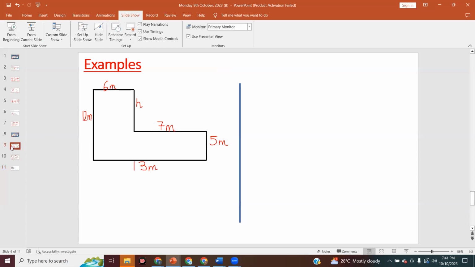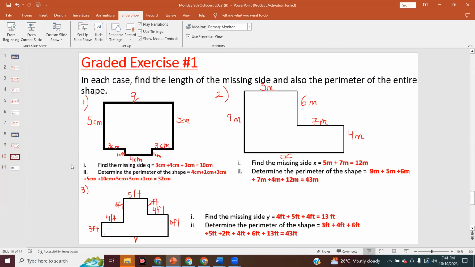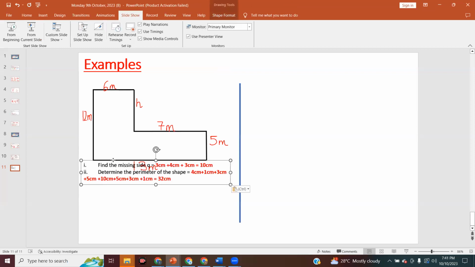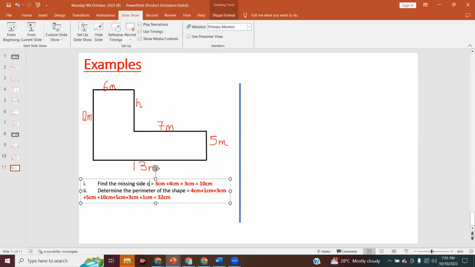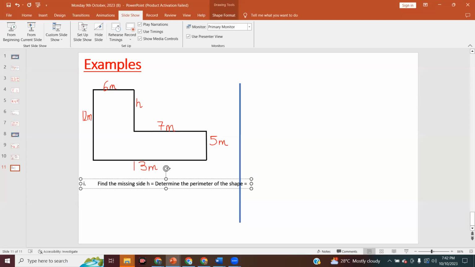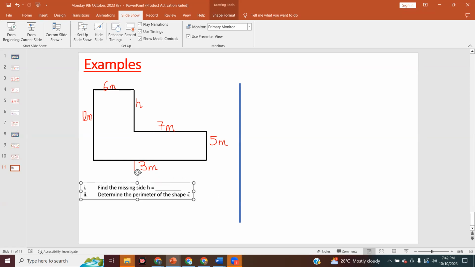So what I want you to do is find the missing side H and put your answer inside the chat for me, please. Find what you think H is going to be. What is going to be the value of H? I want everyone to answer.